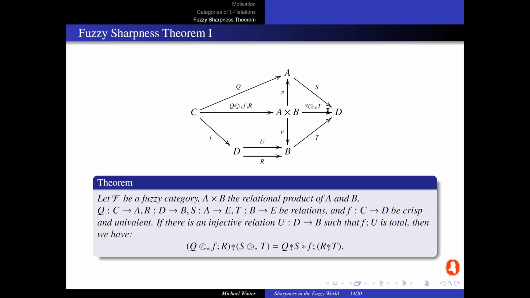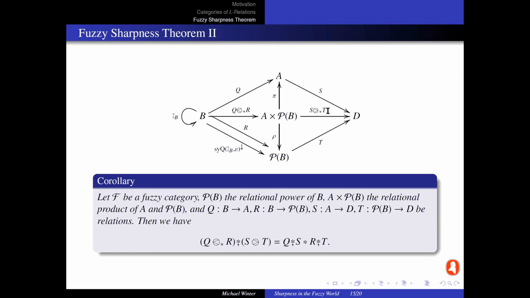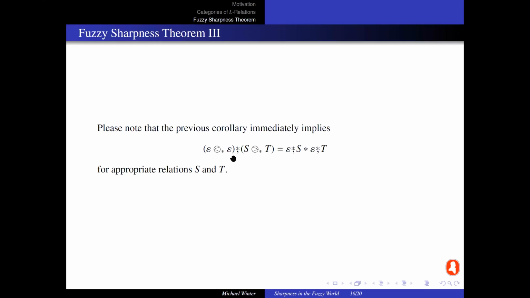And that can now be applied to a particular case where one of the objects is a power set, because there you always have even a function parallel to any relation. This is simply the relation sending an element x to the singleton set containing it. And now if you apply this, you can show that this kind of sharpness, where we have two epsilon relations up here in the front, is valid.